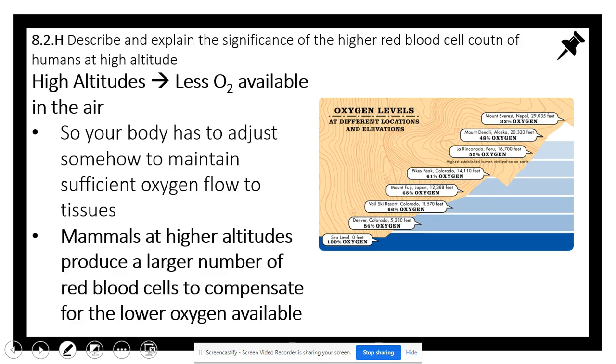Okay, and the very last thing, describe and explain the significance of the higher red blood cell count of humans at higher altitudes. So at higher altitudes, there's less oxygen available in the air. Think like altitude sickness. The higher up you are, the less oxygen's available. So less oxygen's available, that means you have to be more efficient. So mammals at higher altitudes produce a larger number of red blood cells to compensate. I say mammals, sometimes they talk about humans. Cambridge actually likes to talk about llamas. So if you read something about llamas in the mountains, they have more red blood cells.